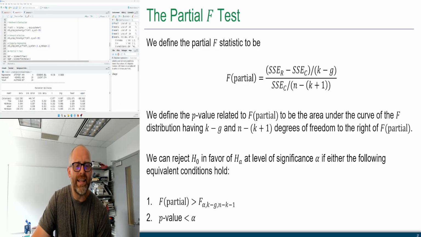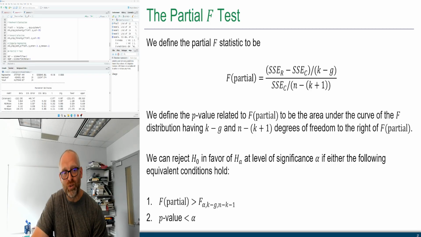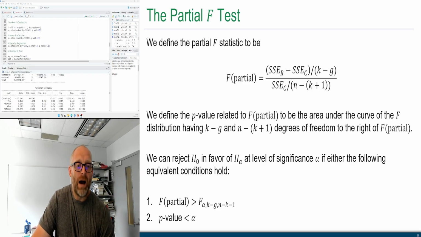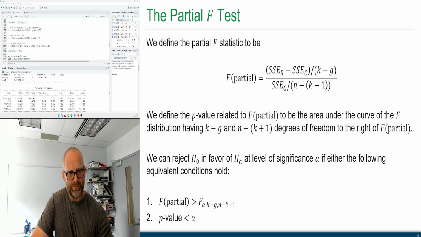We can look at the partial F test: is it greater than the critical value? The critical value is the cutoff point for that F distribution if the null hypothesis is true, based upon the two degrees of freedom here. We can also do this using the p-value. If the p-value is less than alpha, we reject.